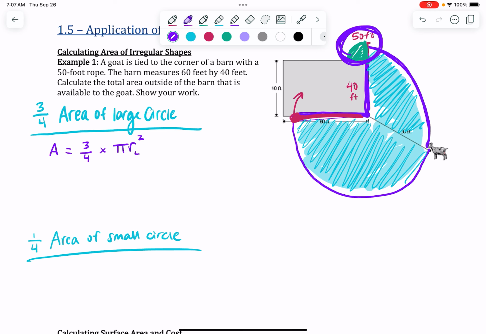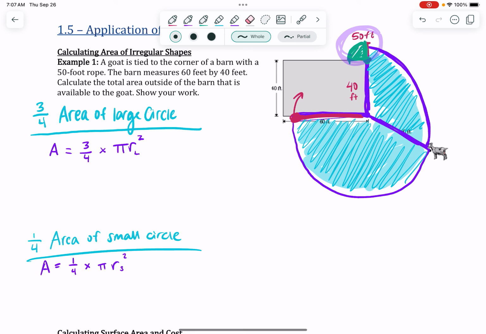And it's going to be the same kind of calculation here, except 1/4 rather than 3/4. Pi r, and then my radius is a small radius here, squared. Now, size of the radius. So the big circle here, my goat's leash was 50 feet long. So my radius on the top one's going to be 50.